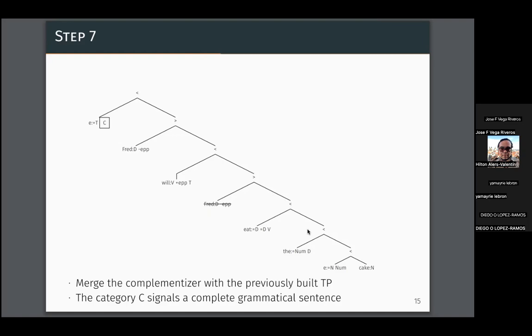Since the only visible feature here is the complementizer, we are done. And we have a complete grammatical sentence, which is what we were trying to form originally: Fred will eat the cake. And this is how we represent it using this arrow method. Well-formed syntactic structures cannot have any feature or selection feature that has not been satisfied.